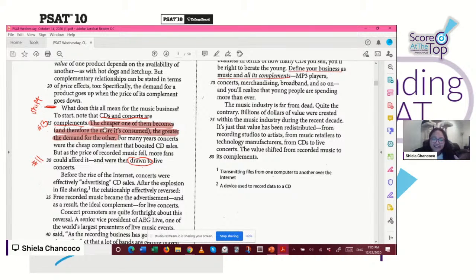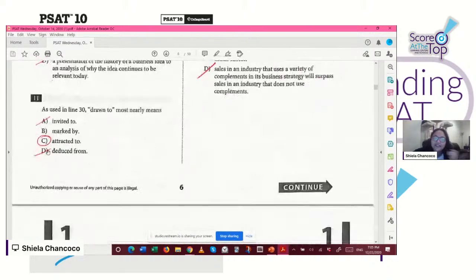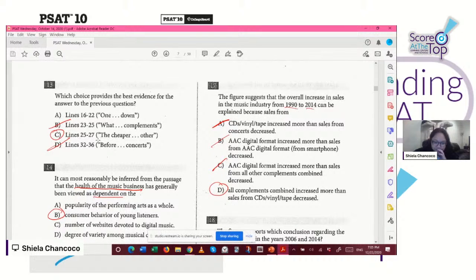So as you can see here, I highlighted the part that answers 13 just for easy viewing purposes. You're not allowed a highlighter on the PSAT, but you could just underline. Imagine that that's an underline, right? The cheaper one of them becomes, and therefore the more it's consumed, the greater the demand for the other. Okay, does that tell you an idea about complements? Yes and no. It's a yes. So more than likely that's our answer, right? If you got to C, that's our answer.